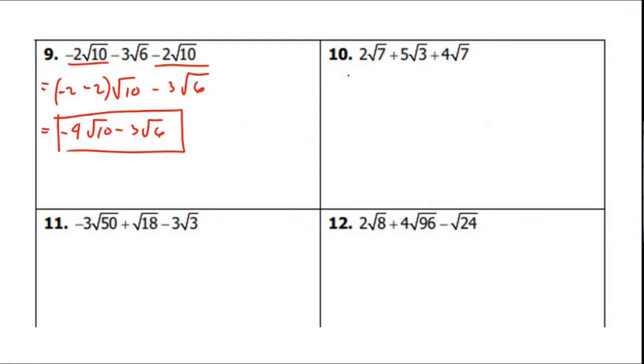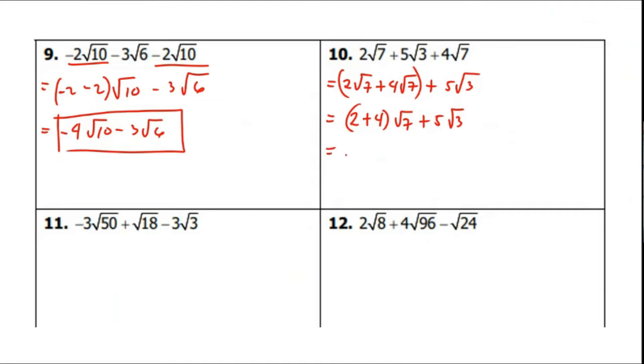Let's have number 10. So we are to combine 2 square root of 7 plus 5 square root of 3 plus 4 square root of 7. Again, we can only combine those that are similar. So we can combine 2 square root of 7 plus 4 square root of 7, plus 5 square root of 3. So it will be 2 plus 4 quantity square root of 7 plus 5 square root of 3.